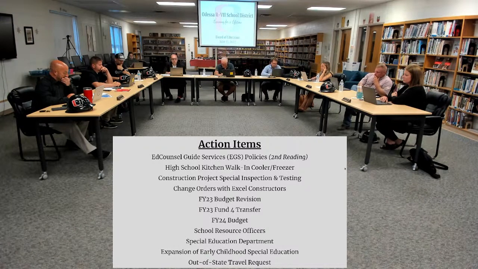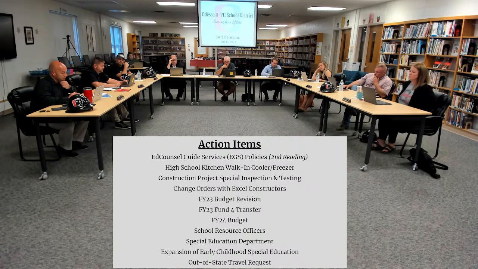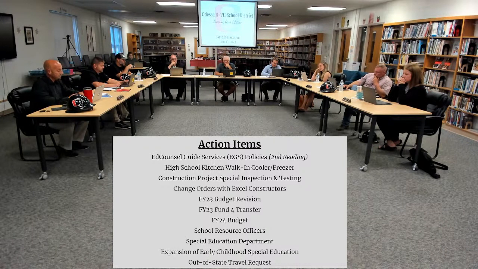Okay, next up we have our change orders with Excel Contractors. I will go through these just briefly. All the information is included in the packet, but I'll provide a brief description for you. Change order 3 was removal of the asbestos tile here at the high school, $10,145. Change order 4 was to move a door over in the nurse and counseling area at the middle school. That was no cost to the district.